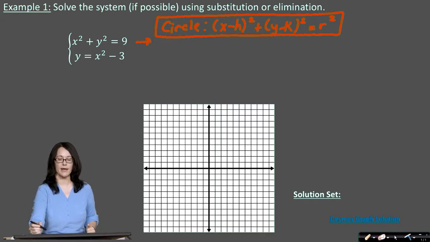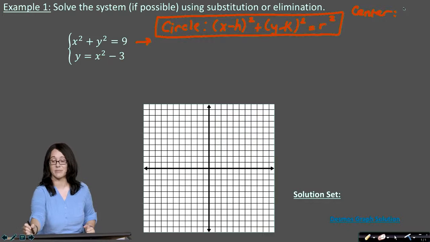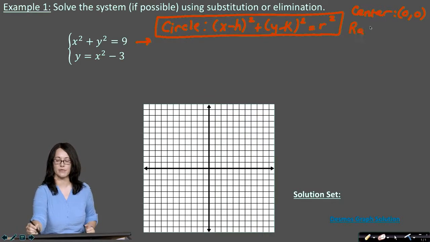So with that in mind, what is the center of my circle? Do you see it? Well, the (h, k) is implied to be (0, 0), the origin in this case. And what about the radius of my circle? Well, r squared is 9, so r must be a positive distance of 3. The square root of 9 is 3.